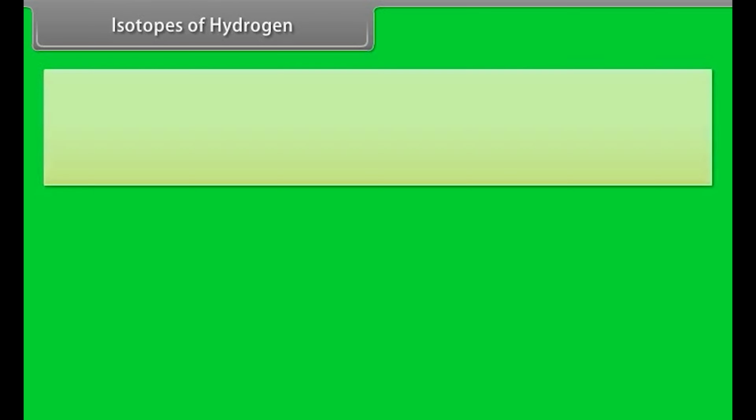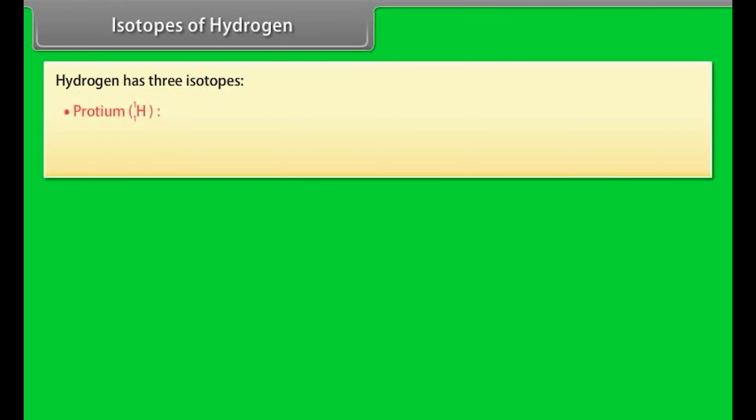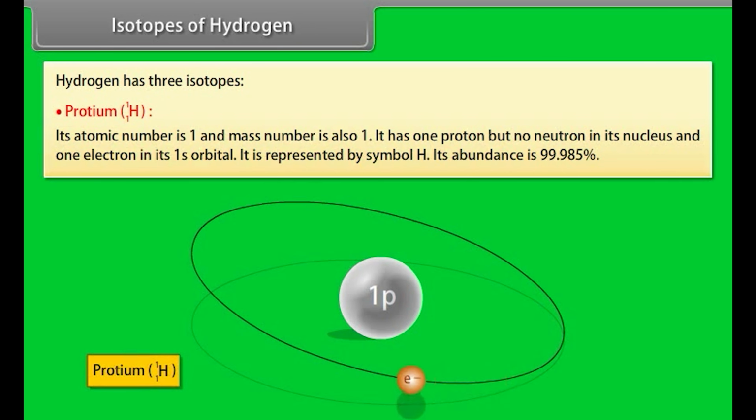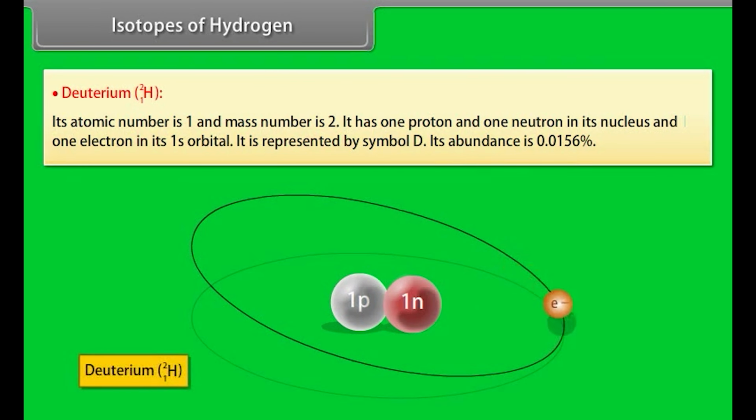Isotopes of hydrogen. Hydrogen has 3 isotopes. Protium. Its atomic number is 1 and mass number is also 1. It has 1 proton but no neutron in its nucleus and 1 electron in its 1s orbital. It is represented by symbol H. Its abundance is 99.985%. Deuterium. Its atomic number is 1 and mass number is 2. It has 1 proton and 1 neutron in its nucleus and 1 electron in its 1s orbital. It is represented by symbol D.